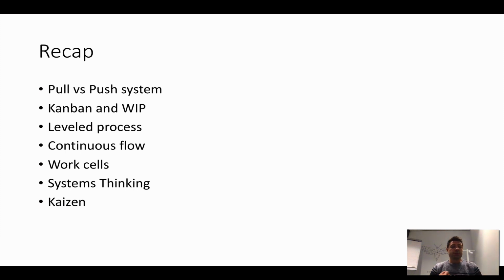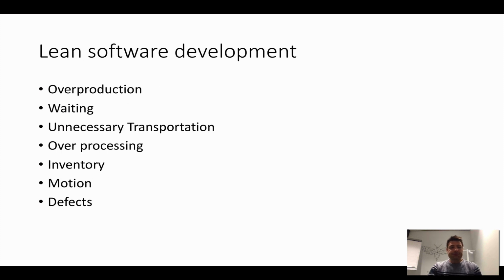So pull versus push system, Kanban and work in progress. Remember that the Kanban can show us how much work we have in progress at that part of the system. Leveled process, we want to have a leveled process. And this is connected to the ideal of continuous flow, right? Then we went to the discussion of work cells, a group of people who are completely responsible for the entire flow. Systems thinking, which is about understanding the system. And then Kaizen, which is continuous improvement, reflection. So this was the Lean lecture.